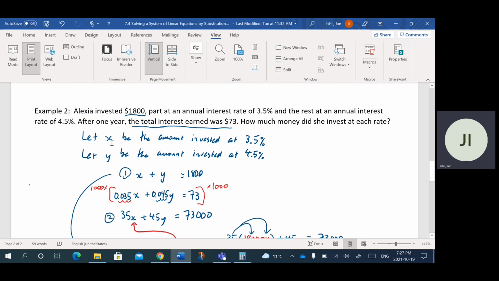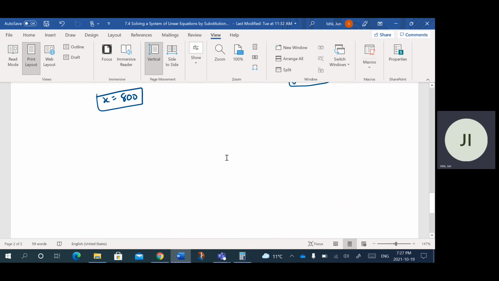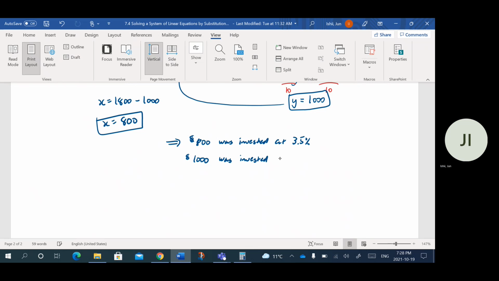If I scroll back here, x was the amount invested at 3.5%. Y was the amount invested at 4.5%. So to answer the question, this means that, therefore, $800 was invested at 3.5%, and $1,000 was invested at 4.5%.